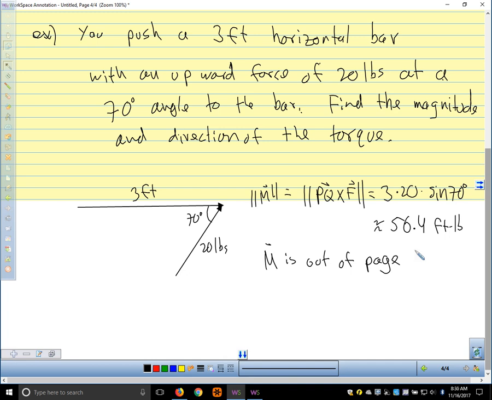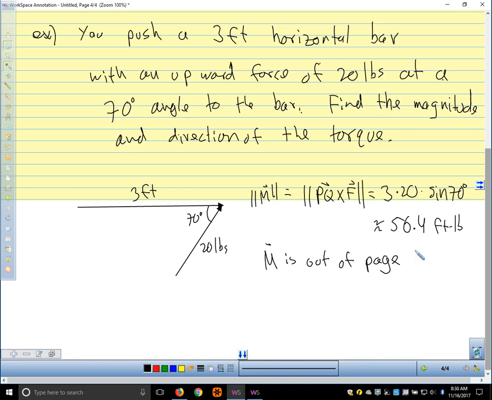So if you were to do this on a test, what would you do for this? Just say out of the page. Yeah, perpendicular to the paper, out of the page. If we were pushing the other direction, the torque would go into the page. I'm confused. Yeah, so I just think about it like this: whichever way it's turning, clockwise or counterclockwise, the thumb's going out or going in. That's fine if you visualize it as turning.